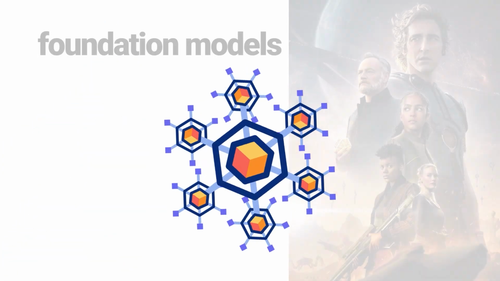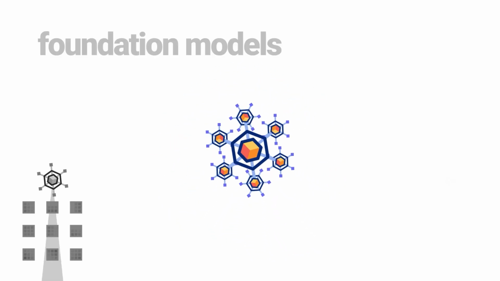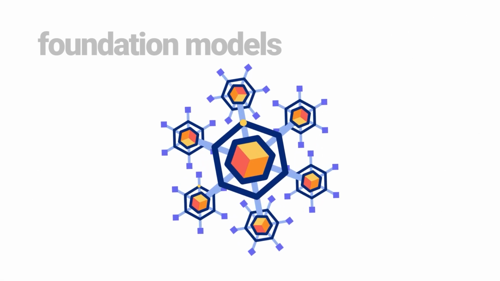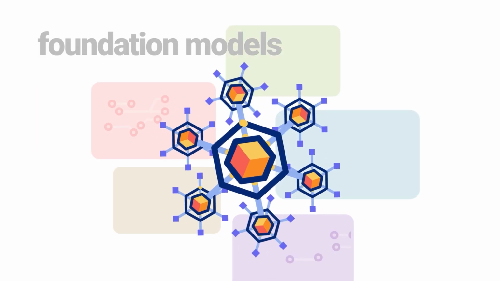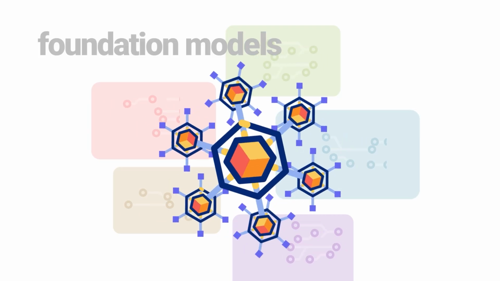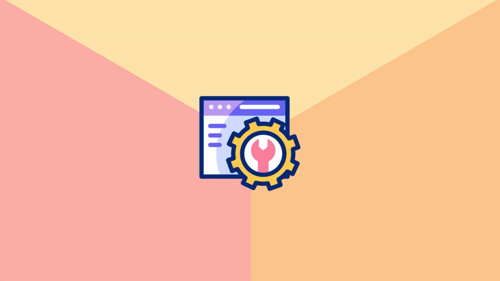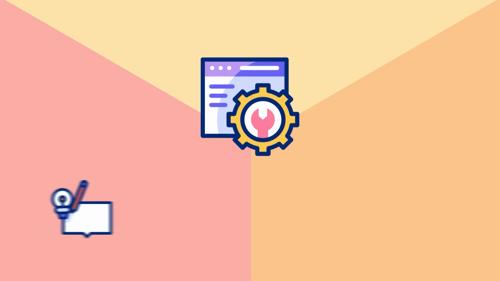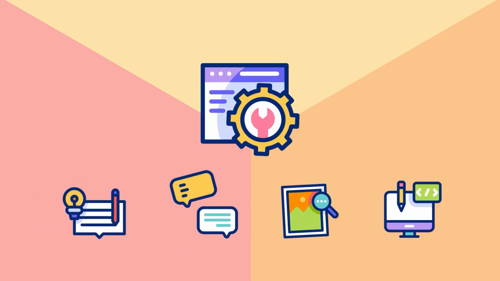Foundation models change that game entirely. Instead of training separate models for every single task, foundation models are massive, general-purpose models trained on vast and varied data sets. They learn patterns, concepts, and relationships that apply across many different tasks and domains. Because they understand broad context, you can fine-tune or customize them with relatively little additional data to perform specific jobs. Whether it's writing content, answering questions, recognizing images, or even coding.